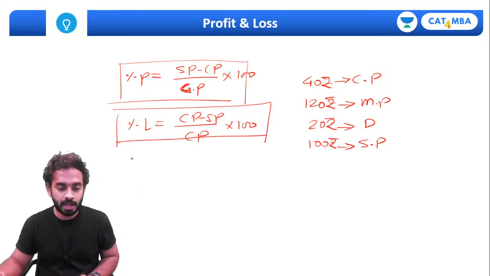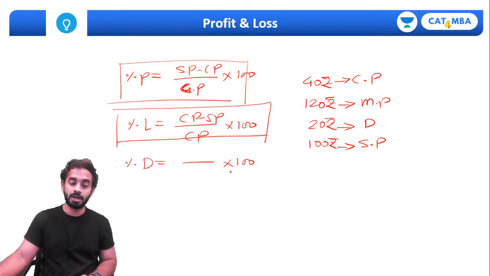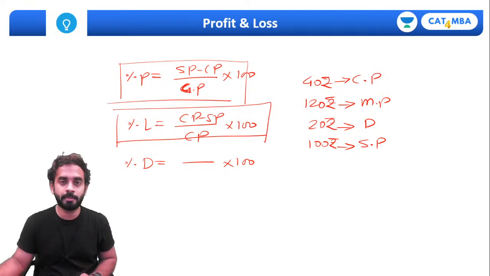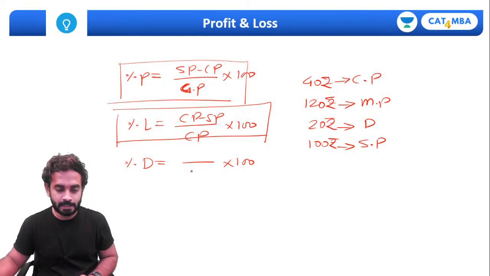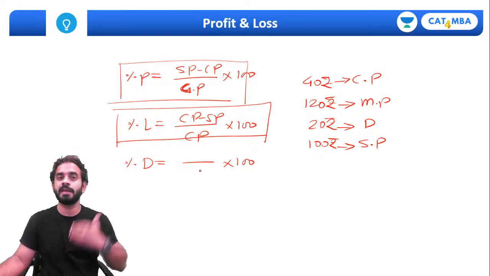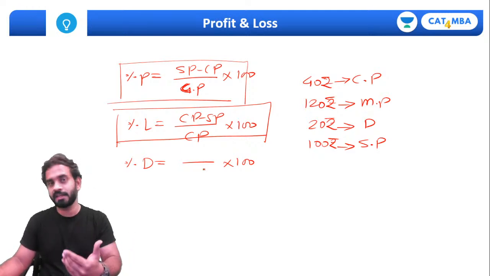Now if I want to decide the discount amount, can you tell me what will be the discount in terms of percentage? What will be the base value for discount? The base value will obviously be marked price, because after giving the discount on the marked price, the selling price comes.